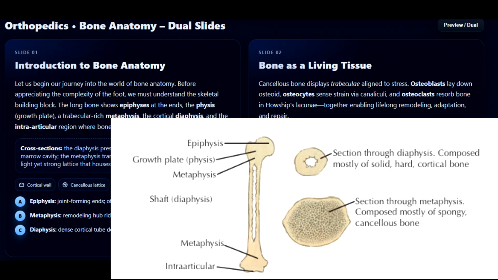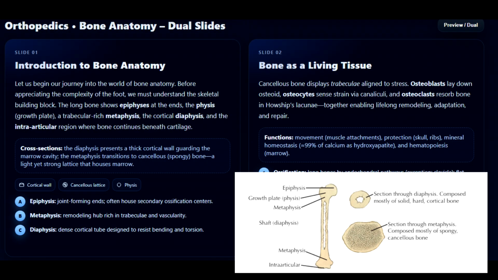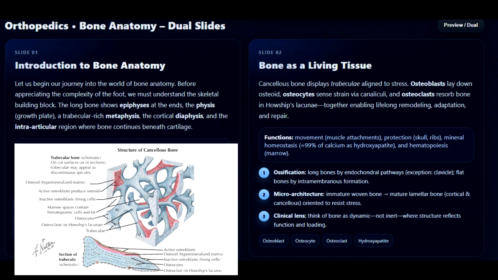Zooming in even further, the diagram of cancellous bone shows us a living tissue in constant activity. The trabeculae are thin struts of bone arranged according to the mechanical stresses placed upon them, almost like the beams of a bridge adapting to weight. Lining these trabeculae are osteoblasts, the bone-forming cells. Some are active, secreting osteoid, which is the unmineralized organic matrix that later becomes hard bone. Others are inactive, resting as lining cells, waiting to be called back into action.